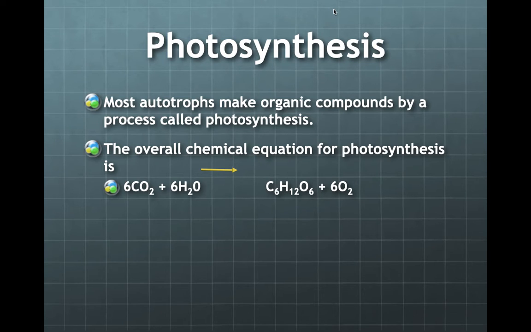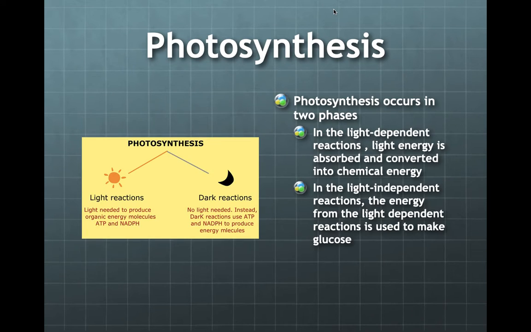So we're going to look at the overall equation of photosynthesis. We have 6CO2 plus 6H2O, which yields glucose and oxygen. My carbon dioxide and water are my reactants, while my glucose and oxygen are my products here. Now, we see the same equation, but flipped, within cellular respiration. So remember, they are inversely related.